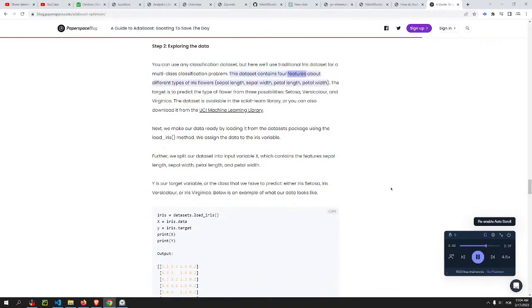This dataset contains 4 features about different types of iris flowers: sepal length, sepal width, petal length, and petal width. The target is to predict the type of flower from 3 possibilities: setosa, versicolor, and virginica. The dataset is available in the scikit-learn library, or you can also download it from the UCI machine learning repository.